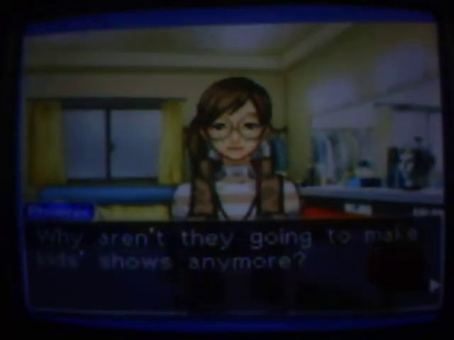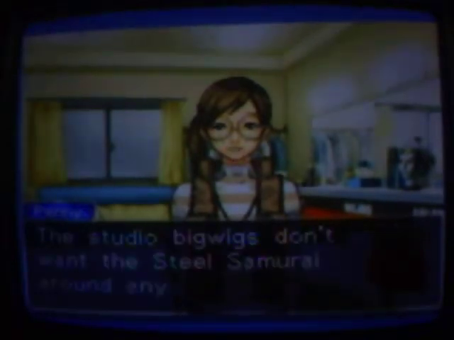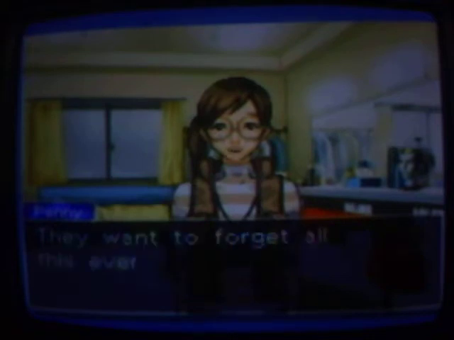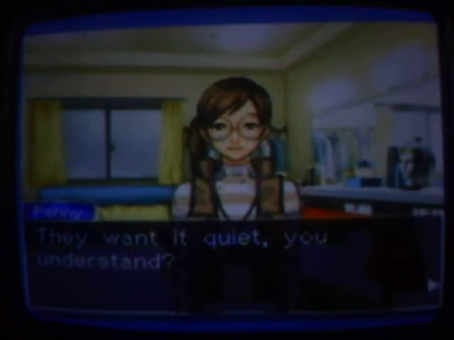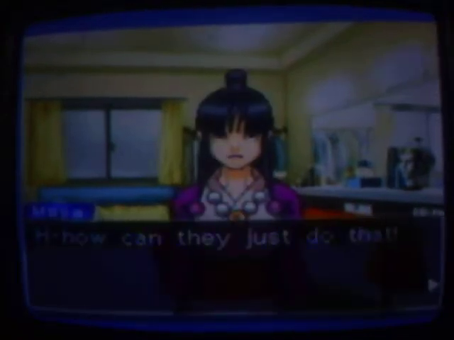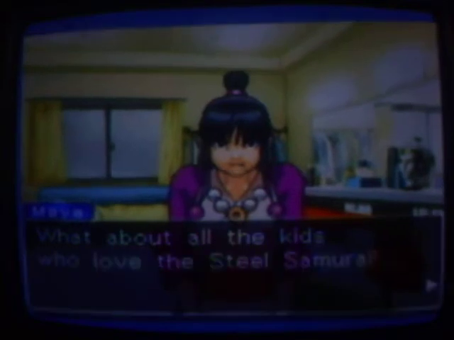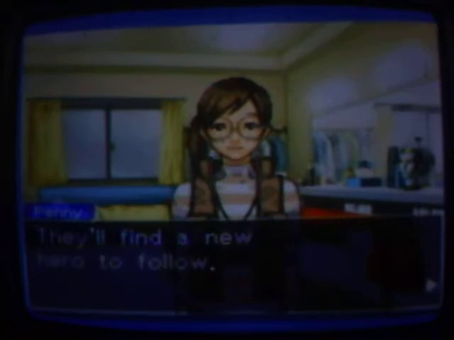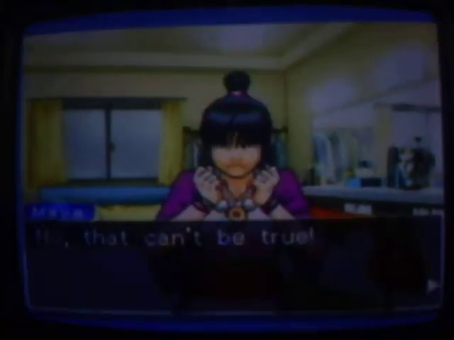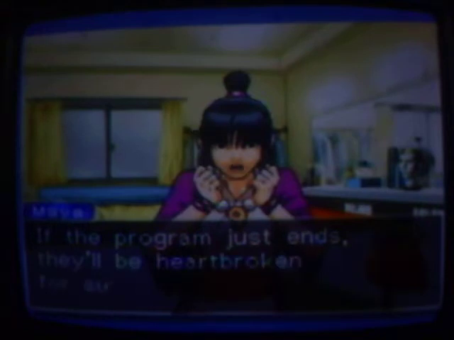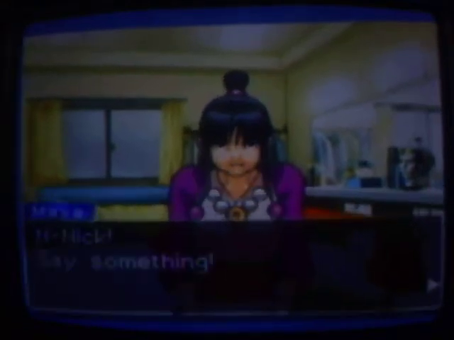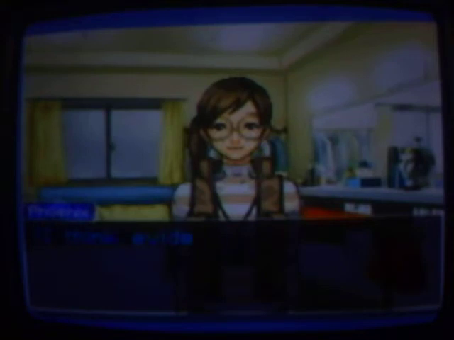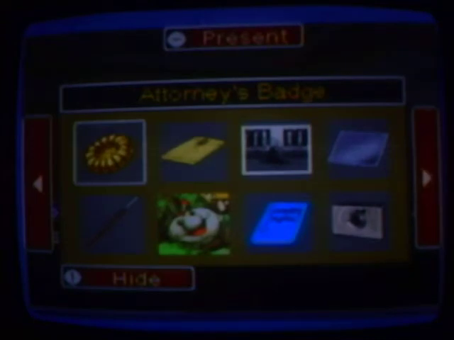Why aren't they going to make kids shows anymore? The studio bigwigs don't want the Steel Samurai around anymore. They want to forget all this ever happened. They want it quiet. You understand. How can they just do that? What about all the kids who love the Steel Samurai? It's okay, I'm sure the kids will be fine. They'll find a new hero to follow. No, that can't be true. If the program just ends, they'll be heartbroken for sure. Nick, say something. Yeah. I think the evidence rather than words is called for here. Here, take a look at this.